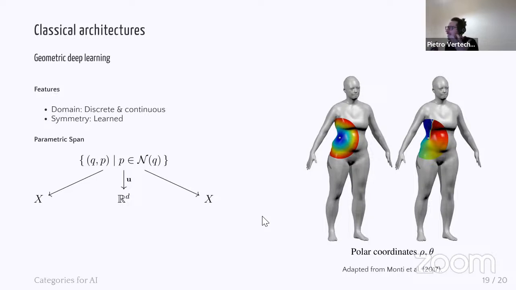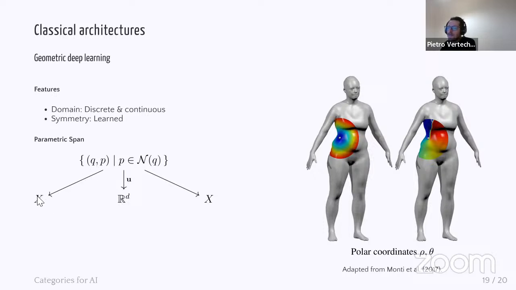Basically what they came up with was actually not very different from a parametric span. What they said is that you need some sort of neighborhood relationship on your mesh. So you say that this point has these neighbors, and then some local coordinates on this neighborhood. Here I'm showing polar coordinates rho and theta. And if you have this, you can create a parametric span as follows.